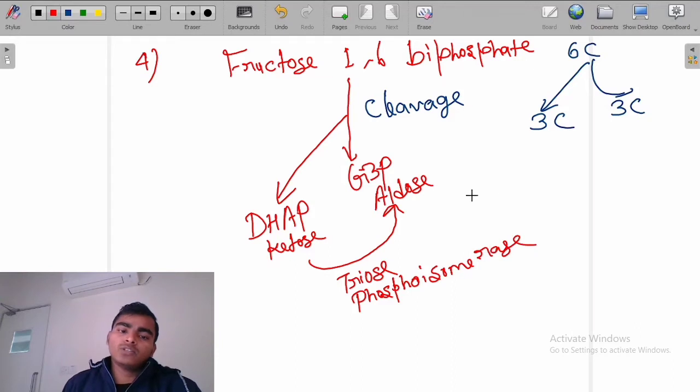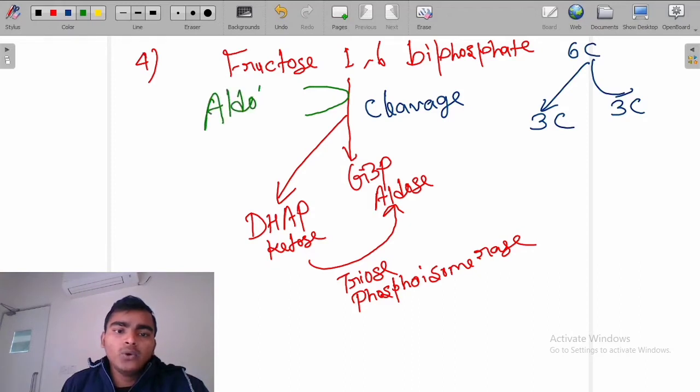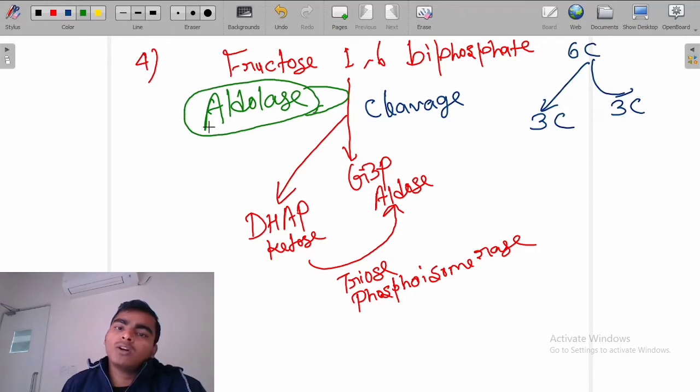So this is an enzyme which is going to play its role. Now fructose 1,6 biphosphate has gone into the cleavage. Why? What is the enzyme which is going to catalyze this particular reaction? The enzyme which is incorporated in this reaction is known as aldolase. Aldolase is an enzyme which is going to cleave fructose 1,6 biphosphate into two molecules. First one is dihydroxyacetone phosphate and second one is glyceraldehyde 3-phosphate. So this is the fourth step of it.